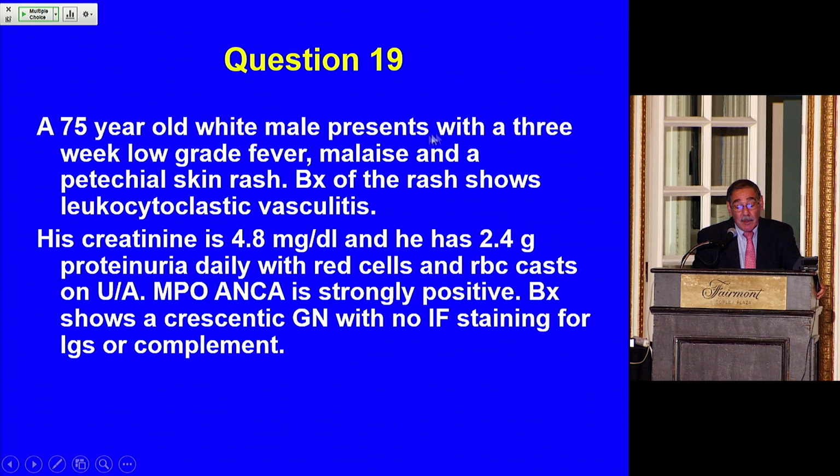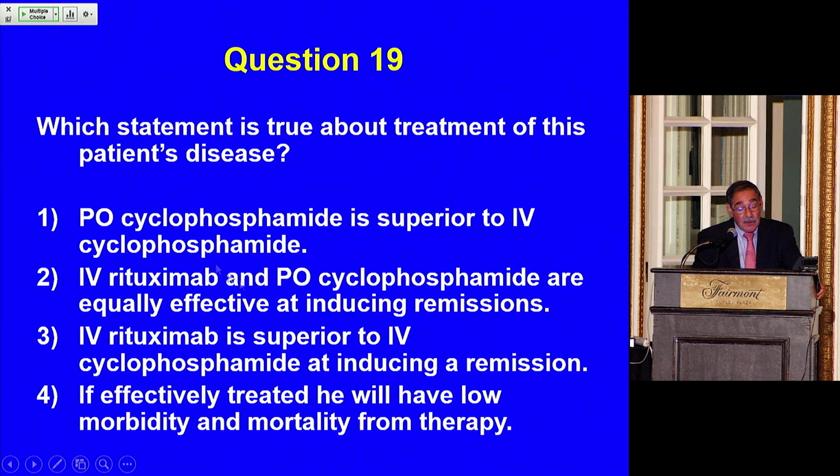A 75-year-old white male presents with a 3-week history of low-grade fever, malaise, a petechial skin rash. Biopsy shows a leukocytoclastic vasculitis. His creatinine is 4.8. He has 2.4 grams of proteinuria with red cells and red cell casts. His MPO ANCA is strongly positive. Biopsy shows a crescentic GN, no IF staining for immunoglobulins or complement. Which statement is true about this patient's disease?